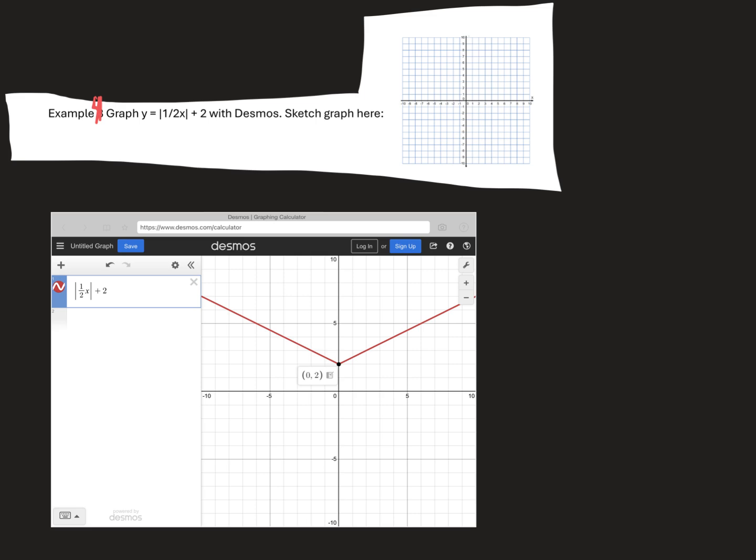It looks like 2, 1, 2, 3, 2, 3. Negative 1, negative 2, negative 2, 3. So I'm going to plot 0, 2, 2, 1, 2, 3, and negative 2, 3. And I'm going to draw, absolute value looks like a V. I'm going to draw that V. That's how you graph with Desmos an absolute value function.